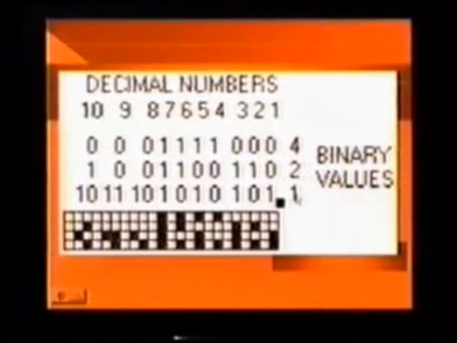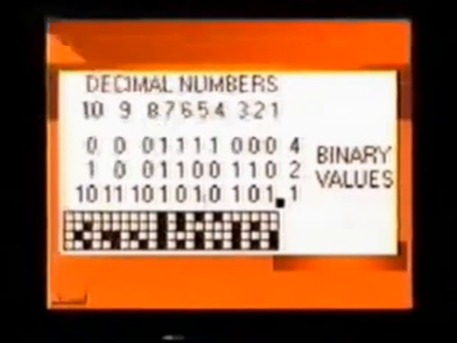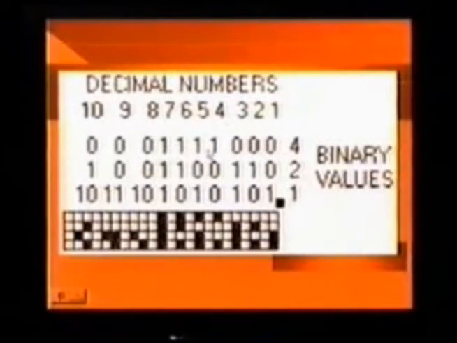and you get 3. This column only has a single 1 digit with a value of 4, so the total is 4. But this column has 2 of the 1 digits with values of 1 and 4, so the total is 5. Here we have values of 2 and 4 for a total of 6, and here we have a value of 1, 2, and 4 for a total of 7.